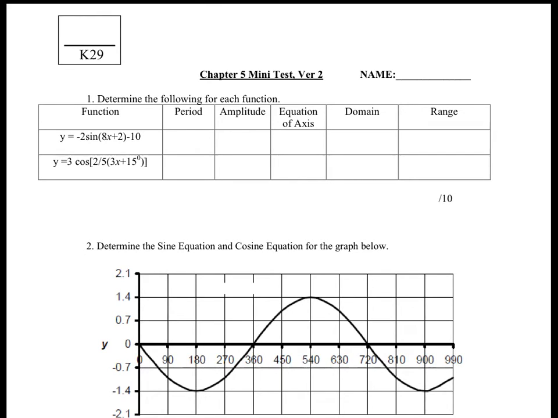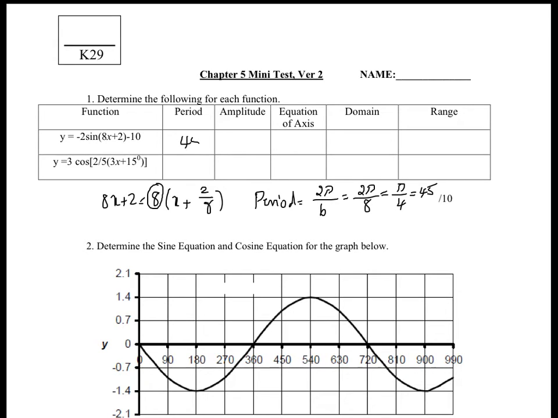We know that to find the amplitude, we need b. Now the argument is 8x plus 2. I can write 8x plus 2 as 8 times (x plus 2 over 8). So b is going to be equal to 8. And we know that the period is 2 pi over b, which is 2 pi over 8, which is pi over 4, or 45 degrees.